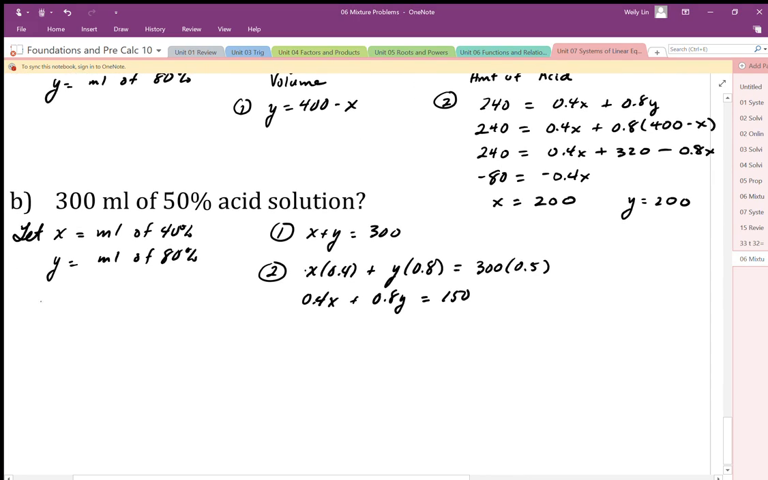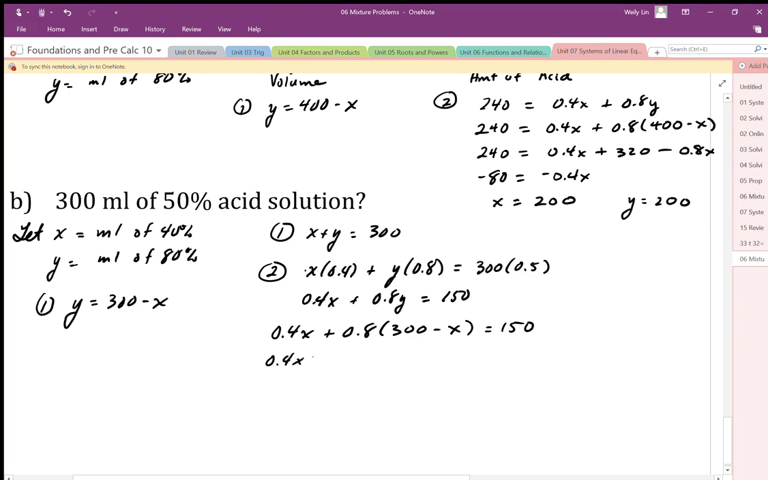I'm going to take equation 1 and do the same thing: Y equals 300 minus X. Again, I should expect to have more of the 40% because 50 is closer to 40% than 80%. So I'm going to solve for Y in equation 1 and then substitute into equation number 2. Once I've done that, I'm going to solve this equation.